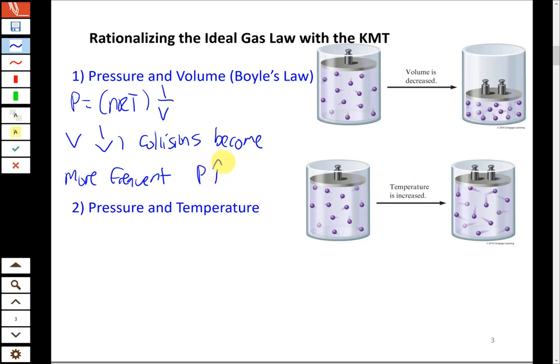So again, those are the two things that can increase the pressure. Either they're striking the walls of the container with more force, meaning they're moving faster, or they're striking the walls of the container more often. And in this case, if you shrink the volume, the frequency of collisions becomes higher, and that's going to raise the pressure. And we know if you shrink the volume, pressure will go up based on Boyle's law or the entire ideal gas law equation.